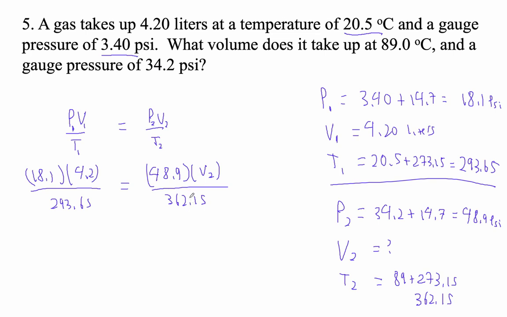Okay, so I'm going to go 18.1 times 4.2 divided by 293.65, times 362.15, divided by 48.9. I get 1.917, which would be 1.92 liters.